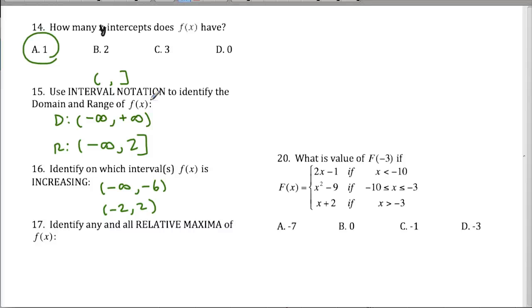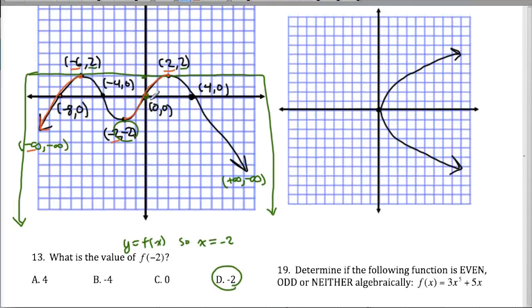Identify all the relative maxima of f of x. Now, I took the maximum value, if you said that, because technically we said the relative maxima are points. They're the points at the top of the hill, basically, where it's switching from increasing to decreasing. But if you gave me the maximum value and said y equals 2, right? Because remember, the y value or the f of x value is the maximum value of that function. I took that, but I also just said, hey, it could also be these points.